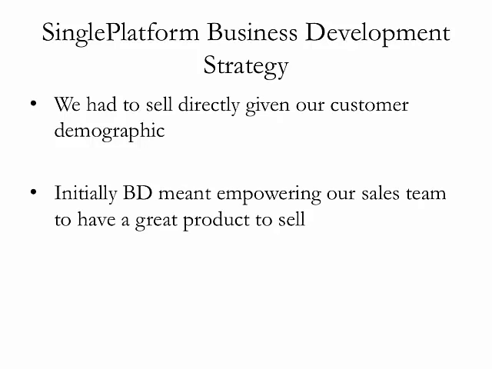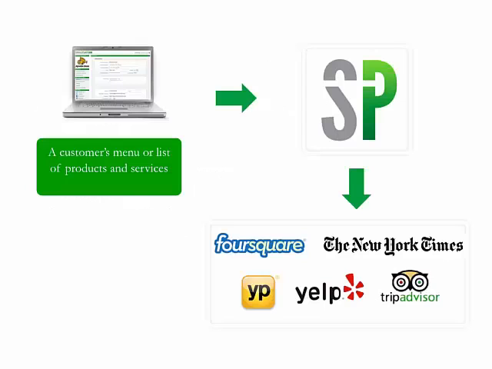So the best use of our time, because we knew that direct sales was the best way to reach our ideal customers, was spent empowering our sales team to sell more effectively by building out a publisher network that really made our product a no-brainer. Just to paint a picture of exactly what the product did again: a customer would come into our platform, enter their menu or list of products and services, and information would get pushed out to all the sites that we partnered with. Some examples of the biz dev relationships that we had in terms of publisher network were Foursquare, New York Times, Yelp, TripAdvisor, Yellow Pages.